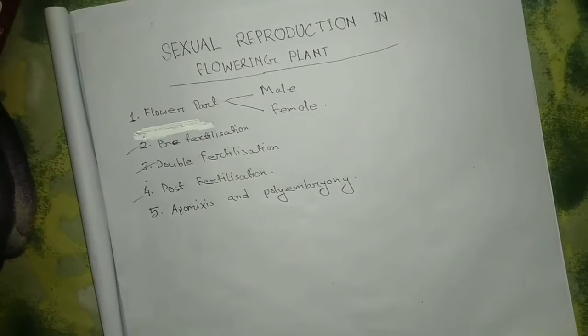I will discuss five topics here: first, flowering plants, the flower parts, male and female; second, pre-fertilization; third, double fertilization; fourth, post-fertilization; and last but not least, apomixis and polyembryony.